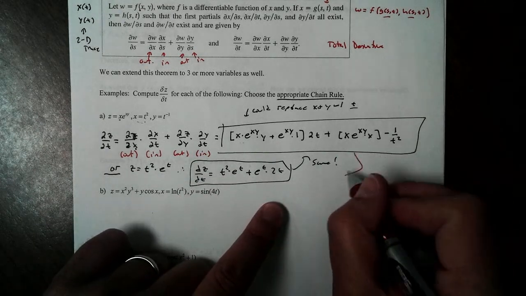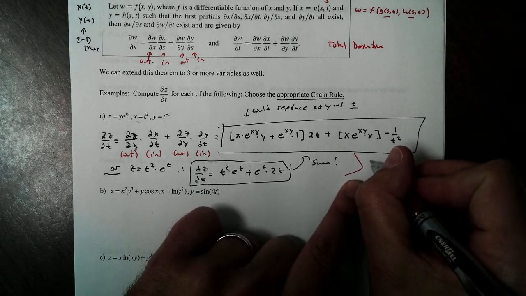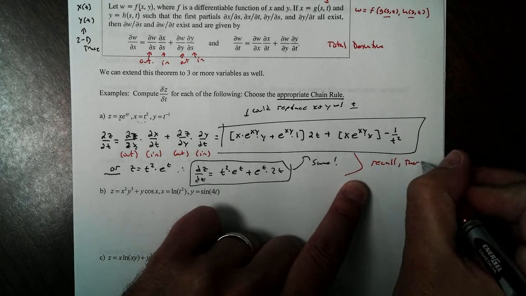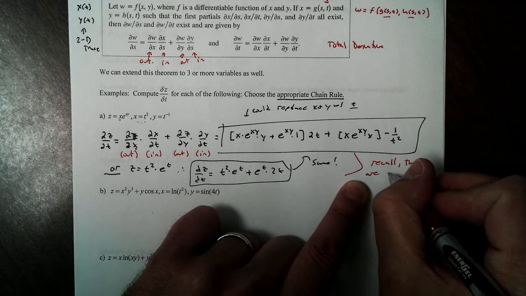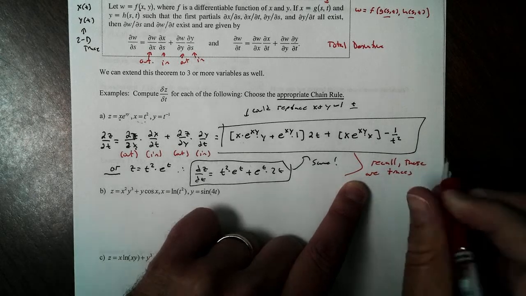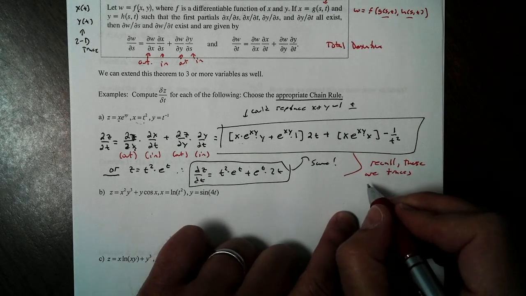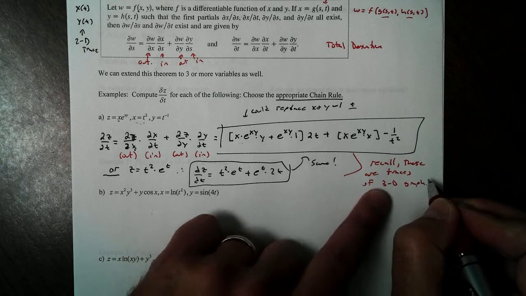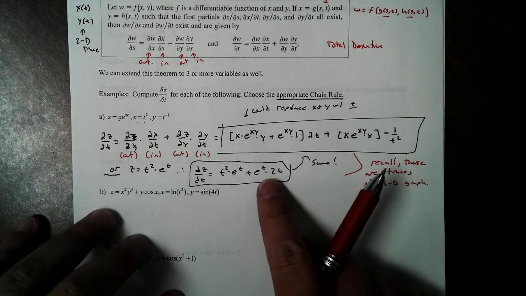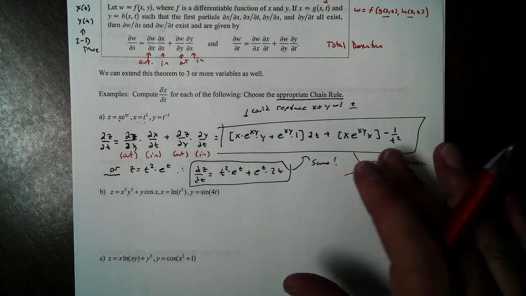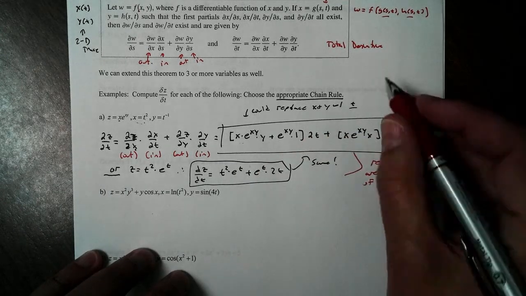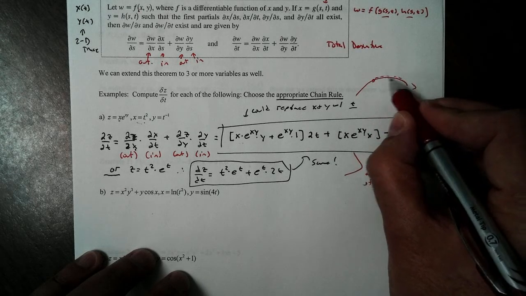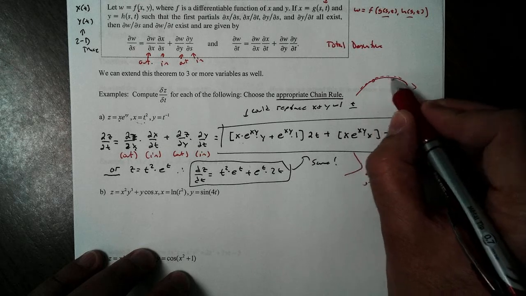Now, I do want you to remember, these are in terms of only t. So, recall, these are traces. Because they're in terms of t, they're traces of a 3D function, of a 3D graph. So we're talking about how a 3D graph is changing along a trace. Kind of like imagine hitting a golf ball, right? The golf ball is hitting in the air. We're talking about the rate of change of that golf ball as it flies through the air.